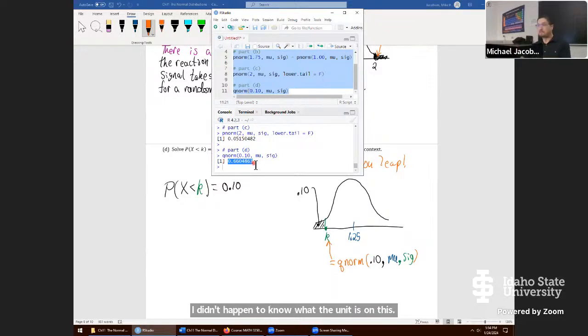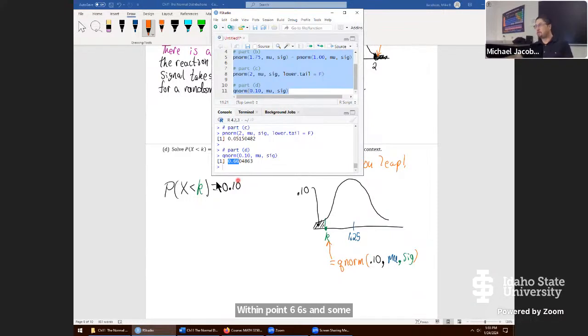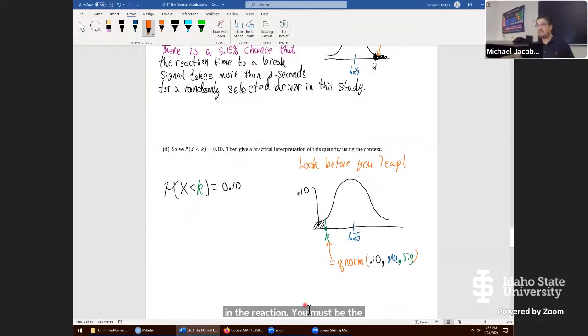Just be seconds. Good call, absolutely. It would have the same exact unit of x itself, in seconds, because that's the time to respond to a brake light. So it's saying there's about a 10% chance that a randomly selected driver from this study will respond to the brake light within 0.66 seconds and some change, or even less time in their reaction. These must be the high reaction time people in the study.